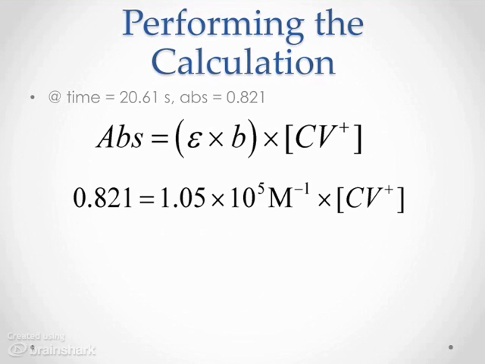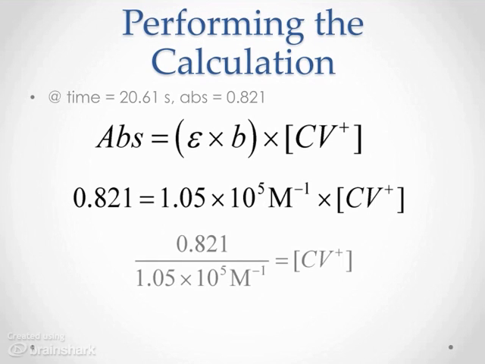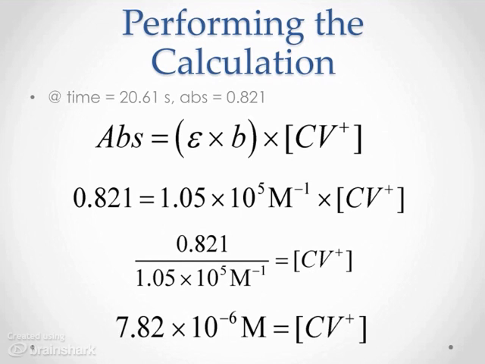So let's say after 20 seconds or so, an absorbance measurement of 0.821 was measured. We can use that and our epsilon times b value to figure out a value for the concentration of crystal violet, which in this case works out to be 7.82 times 10 to the -6 molarity for our crystal violet concentration.